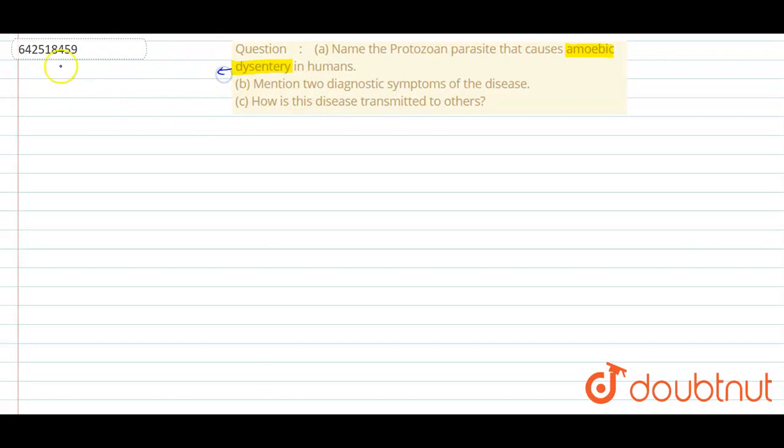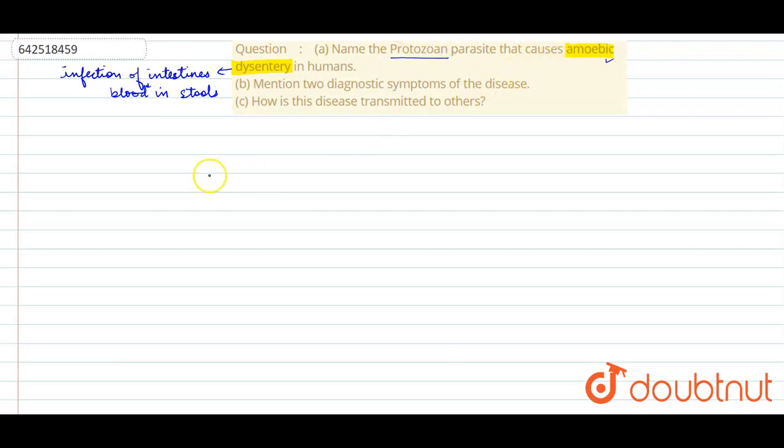Dysentery means an infection in the intestines that causes bloody stools. So infection of intestines that causes blood in stools, right? And this is caused by some amoeba, protozoan amoeba.